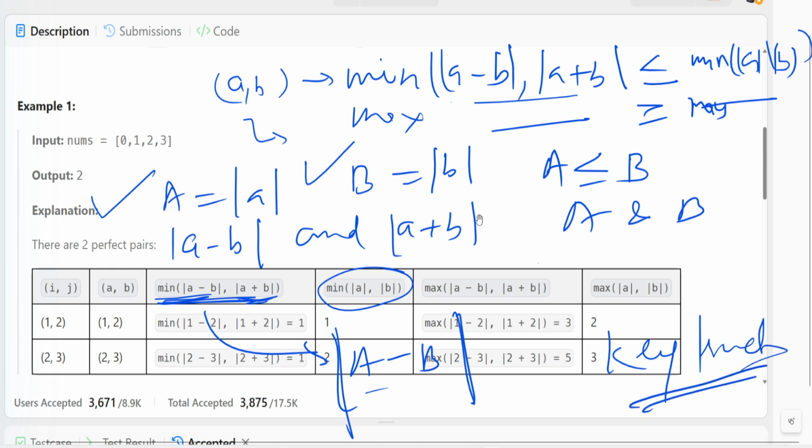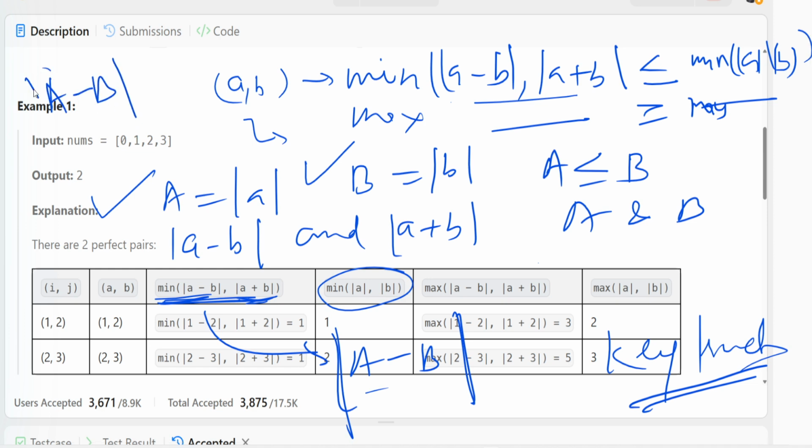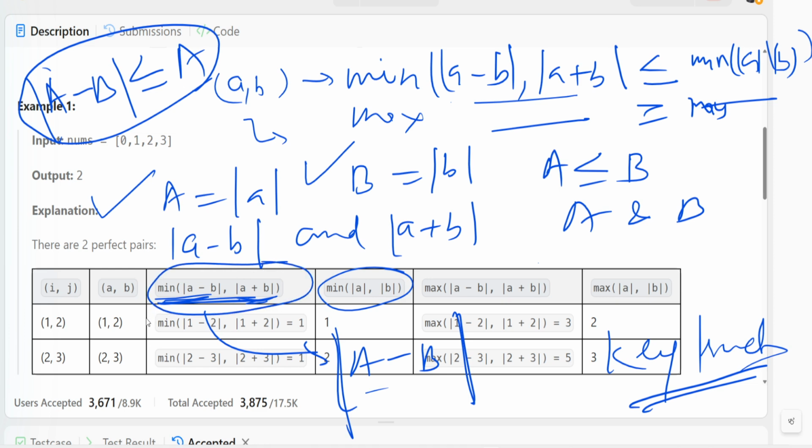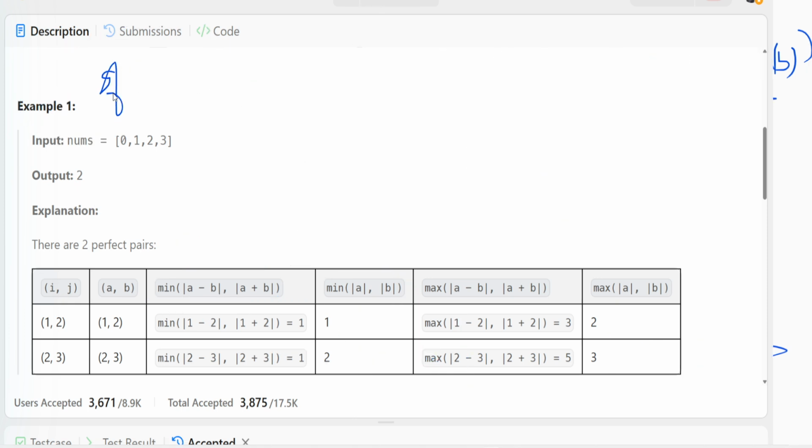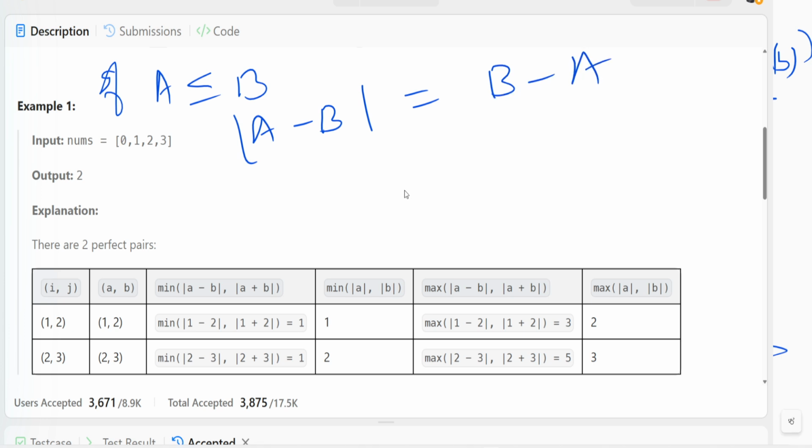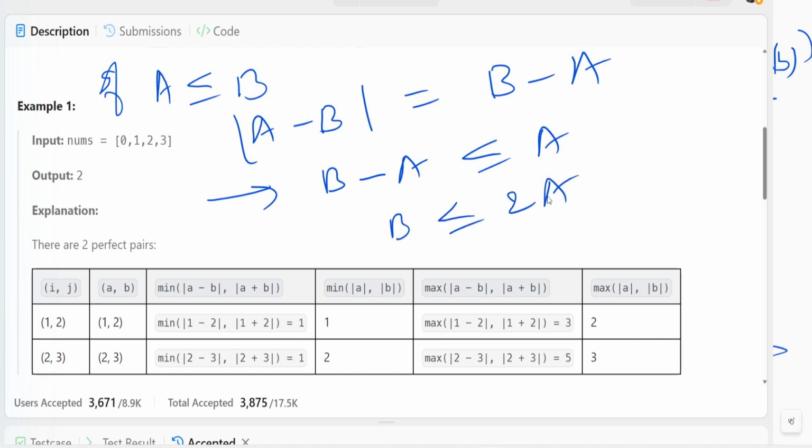So the condition becomes: a minus b is less than or equal to a, in the case where we are writing the min of a minus b. The second condition, when we talk about the max, is always satisfied once this condition holds. Let's simplify. If a is less than or equal to b, then a minus b is nothing but b minus a. So the condition is b minus a is less than or equal to a, so we can say b is less than or equal to 2a.